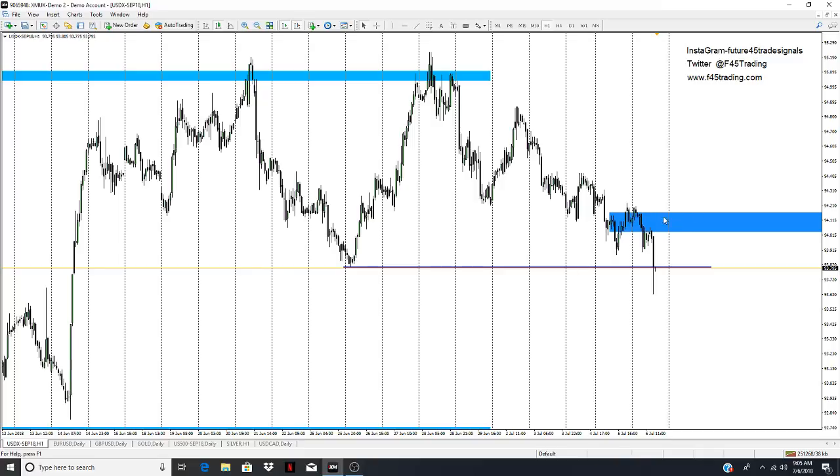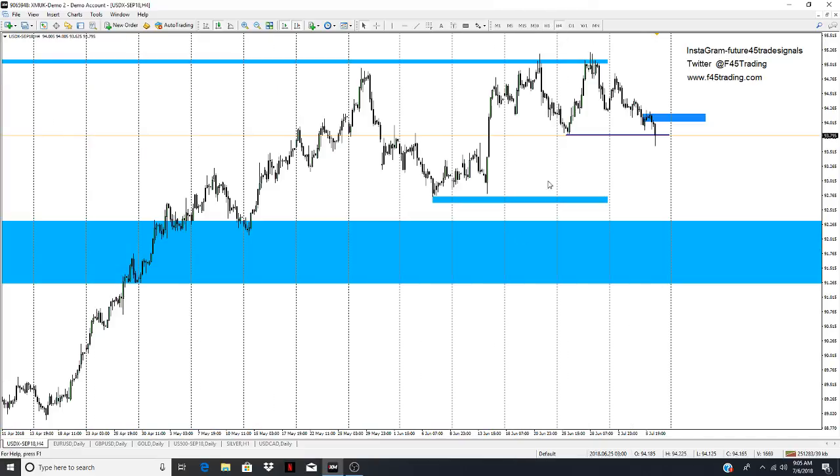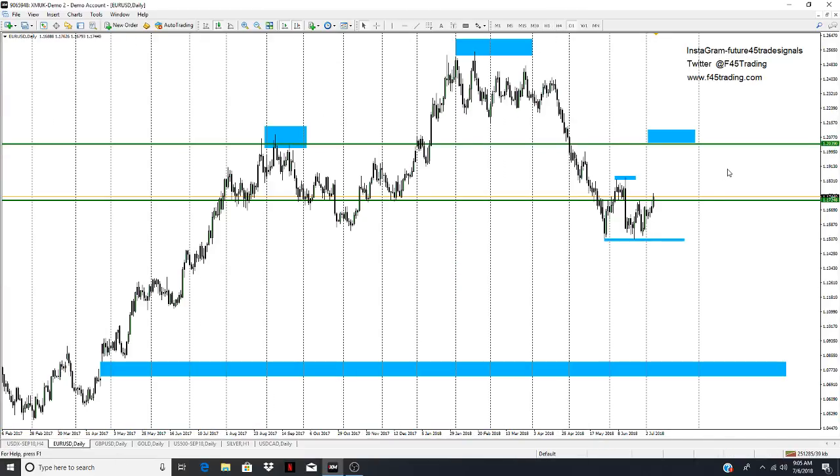If we get trading above this level, this area here, the 94 level, and we find support here, let's start looking for some movement up on the dollar. And that would mean lower prices on the euro.